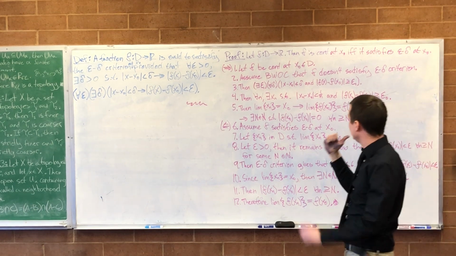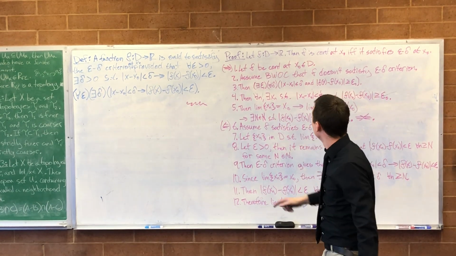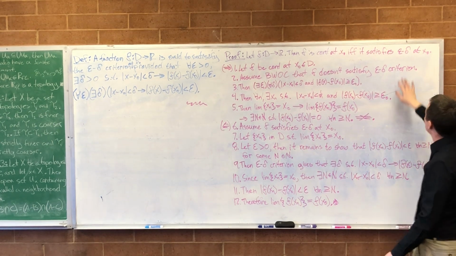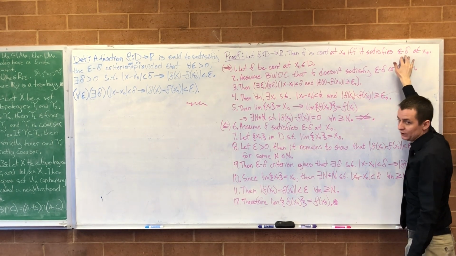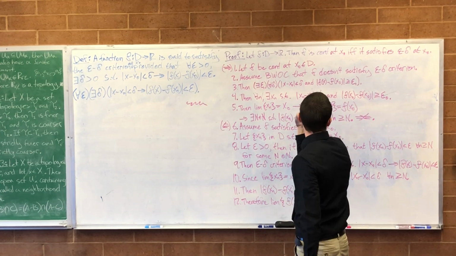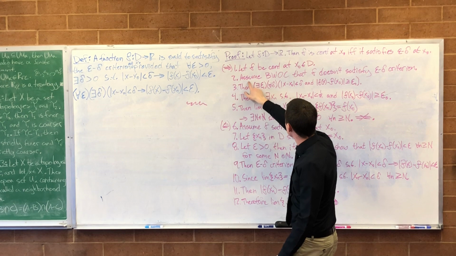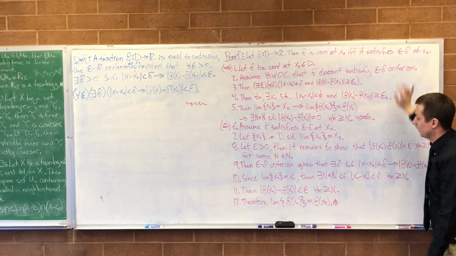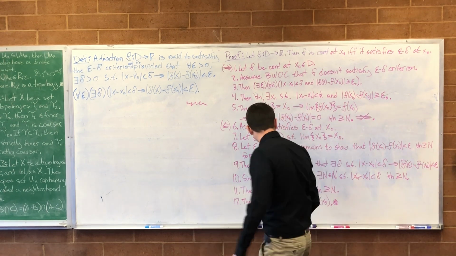We're going to go this way first. We're going to let f be some continuous function at some point x naught, and we're going to show that implies the epsilon delta criterion is satisfied at that point x naught. For this direction, we're going to do it by way of contradiction. So assume by way of contradiction that we don't satisfy the epsilon delta criterion at this point.